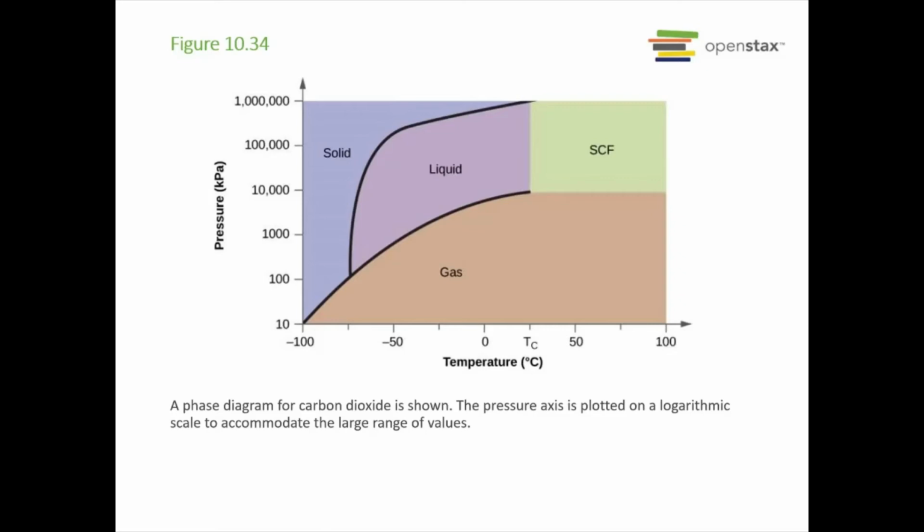So again, here's the phase diagram for carbon dioxide. You can see the temperature at which this happens, T critical. It's around 25 degrees Celsius, and the pressure I would put at maybe 8,000 kilopascal. So it's not that unheard of to be able to reach that pressure.